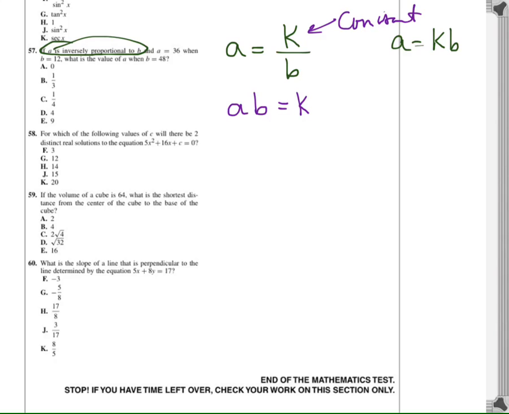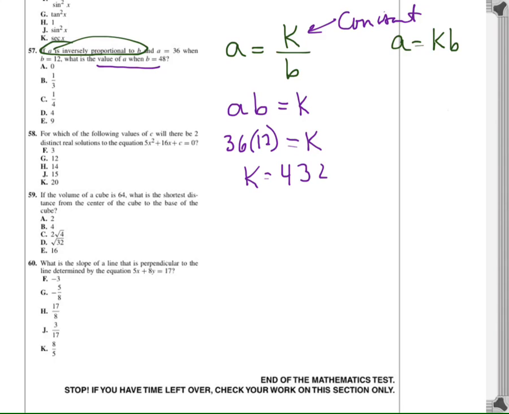And it says here when A is 36, B is 12. This tells us what our K value is, whatever 36 times 12 is. I'll grab my calculator for that. 36 times 12 is 432. It's always going to be equal to 432.